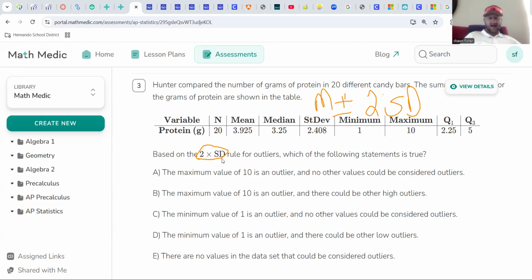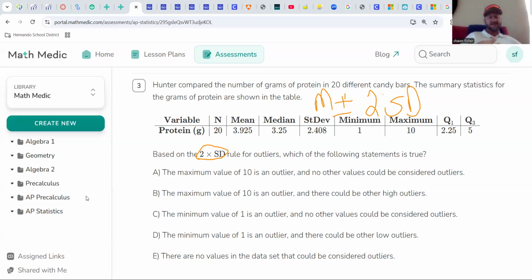Plus, and for me, I have to put it in parentheses. Parentheses, 2 times the standard deviation, 2.408, close parentheses. And all right, I've got a value of 8.7.